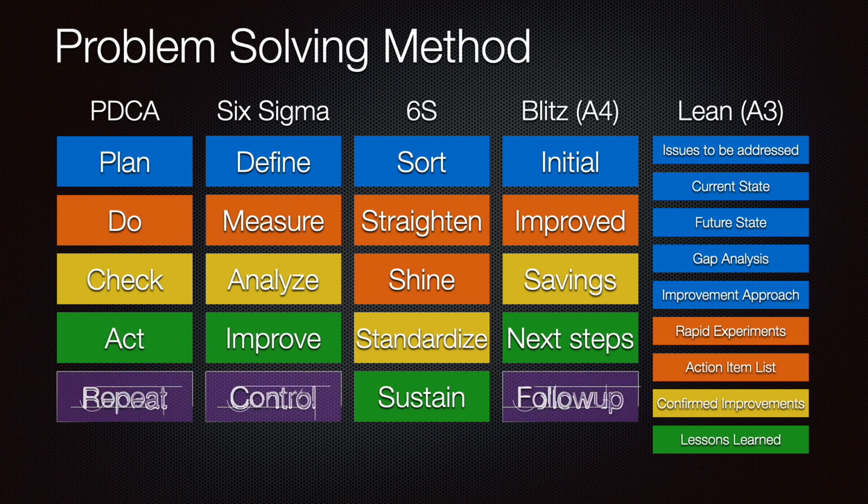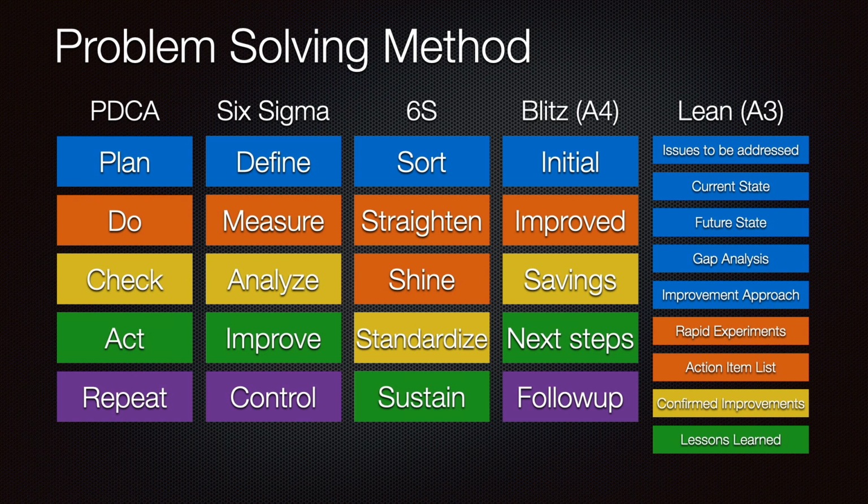And then there's a last step. It's implied with Plan, Do, Check, Act, but you continue doing the process, right? You repeat that PDCA. In Six Sigma, that's the control phase to ensure you kept the improvement. And on the Blitz, you can see the follow-up is the repeat phase.